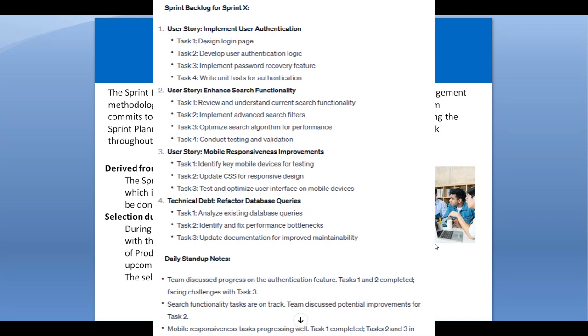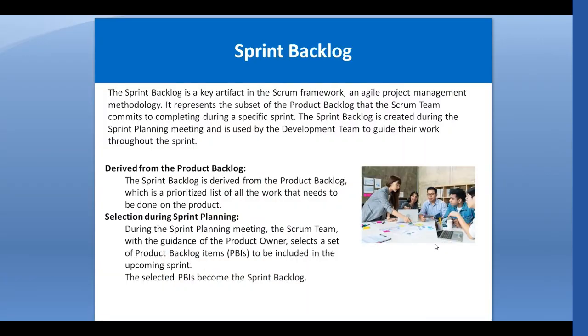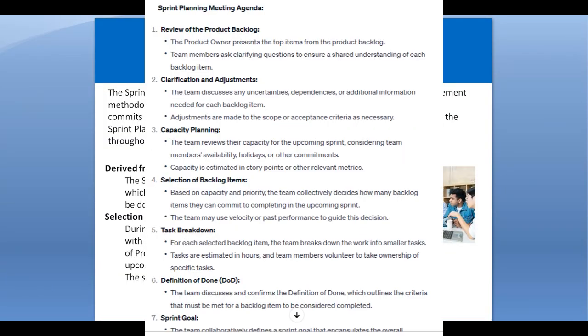It is a prioritized list of all the work that needs to be done on the product, and the team will focus only on those features which we have taken from the product backlog. That is the sprint backlog. Selection during the sprint planning: friends, when the team is conducting the sprint planning meeting, the Scrum development team, product owner and Scrum master all participate. During the sprint planning meeting, the product backlog items are displayed and discussed, and from those items the team will prioritize and select the features on which they will work during the upcoming sprint. So that selection occurs during the sprint planning meeting.